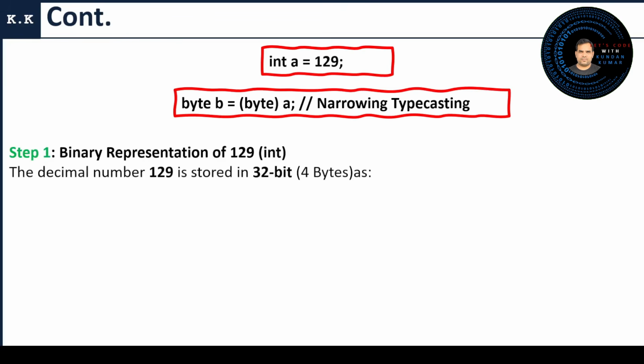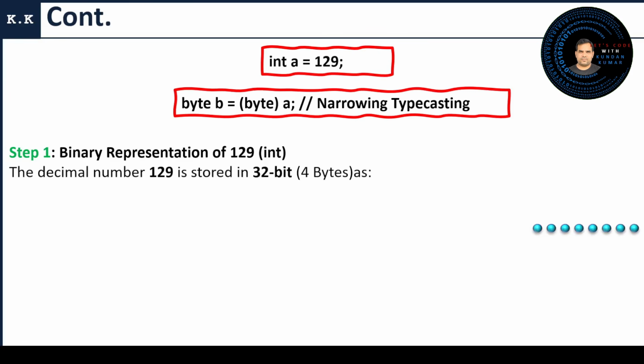Step one: the computer first represents that 129 in binary, as an integer. This decimal number 129 is stored in 32 bits. Why 32 bits? Because 129 is an integer, and an integer is 4 bytes. 4 bytes means 1 byte equal to 8 bits, so 4 bytes equal 32 bits. So this 129 will be written into the 32 bits.